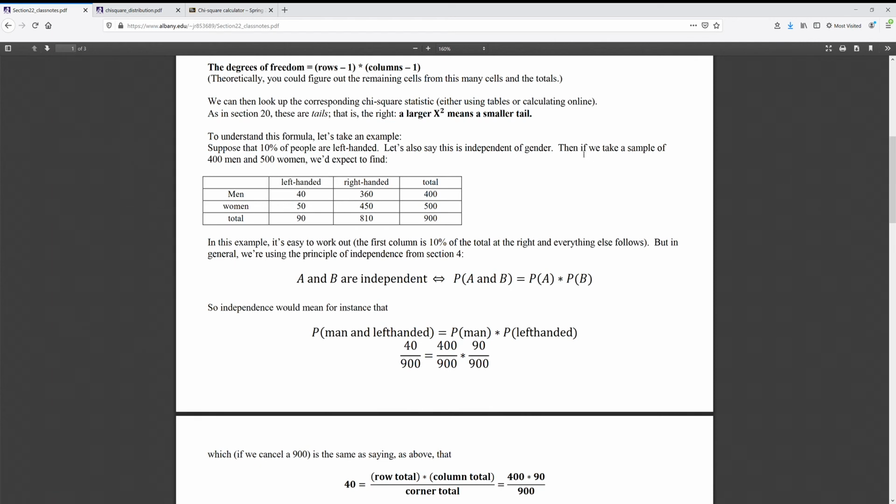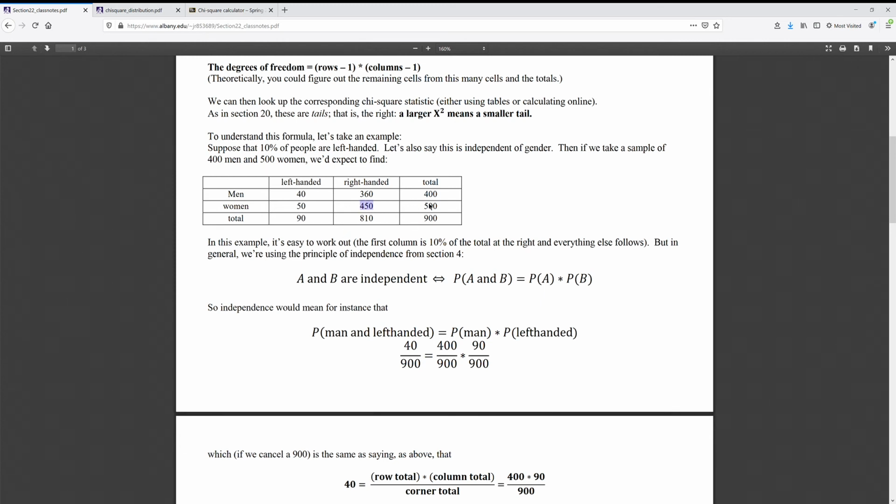Then if we take a sample of 400 men and 500 women, then this is what we would expect to find. If it is true that 10% of people are left-handed, and if it is true that that has nothing to do with whether you're male or female, then when you look at 400 men, you'd expect 10% of them, 40, to be left-handed, and the rest to be right-handed. And for the women, if you look at 500 women, then you'd expect 10% of them, 50, to be left-handed, and the rest to be right-handed. So you get the idea?